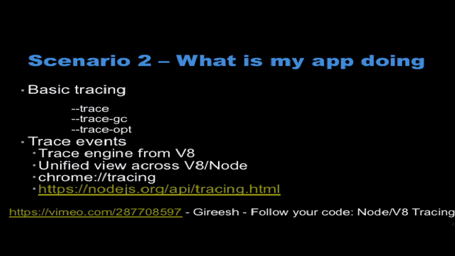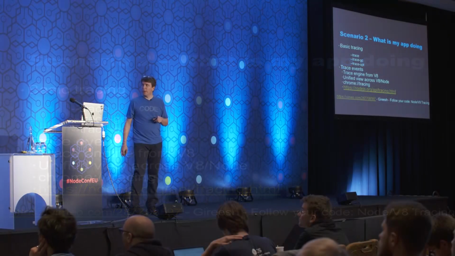We inherited and implemented the trace engine from V8 into Node itself. And what that gives you is a unified view where you can get events both from V8 and from Node and see them in a unified view. One of the advantages is that you get the data all across and you can get a nice time series so you can see what's going on. And because we use the same trace engine as V8, we can actually also use the trace event viewer from Chrome, which is quite nice on that front.